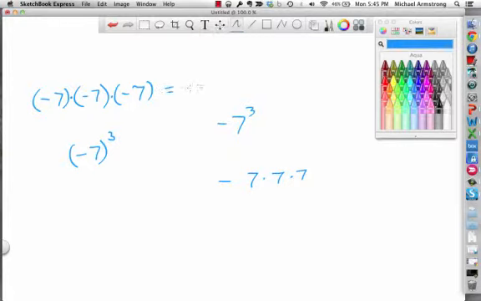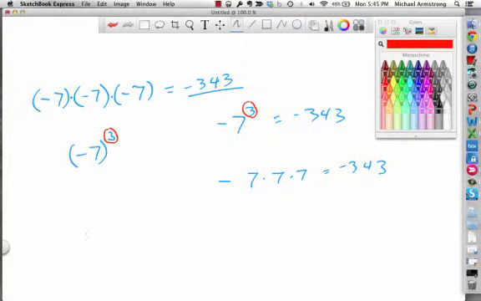So this one, because it's -7 times -7, which would be a positive 49, I should write that down. Alright, so this is -343. -7 times -7 is a positive 49, times another -7 is a -343. If we write it this way, we still get -343. So you could say, what's the big deal? -7 to the third power is -7 times 7, which is a -49, times a 7, which is also going to be a -343.